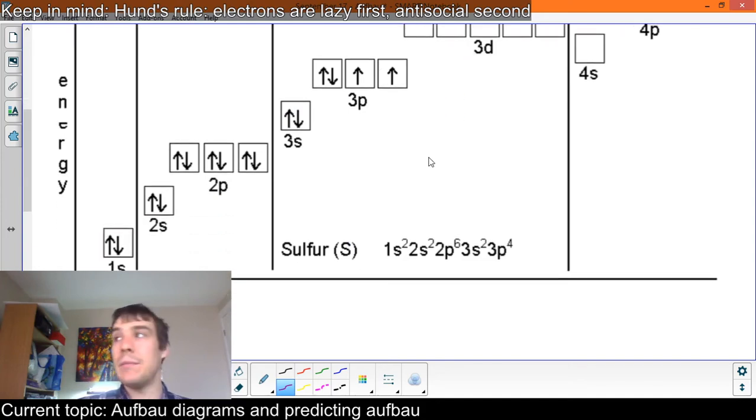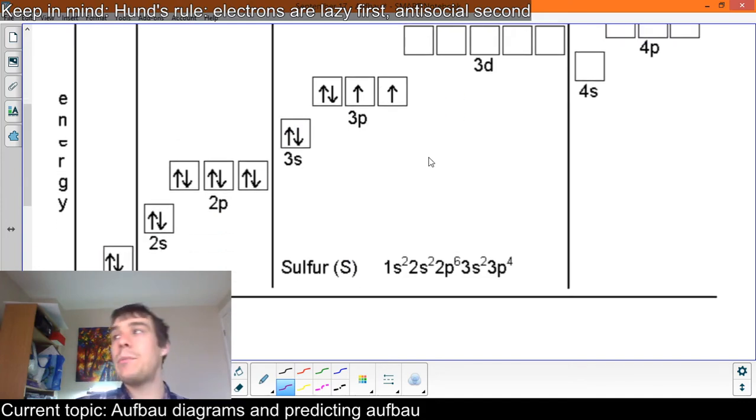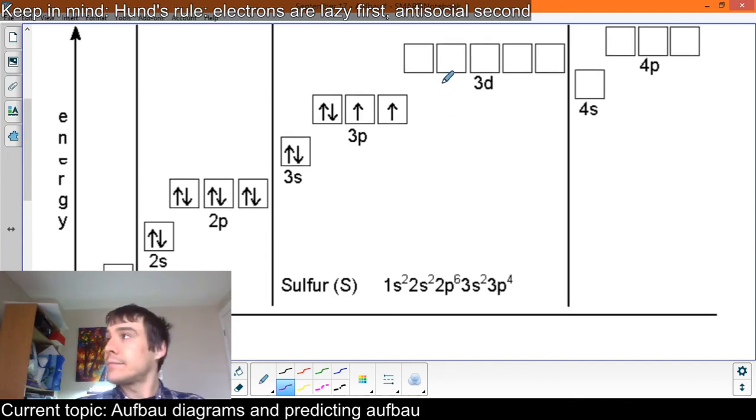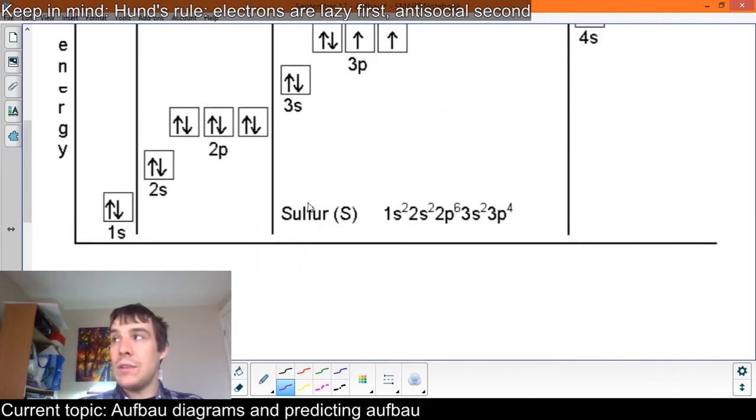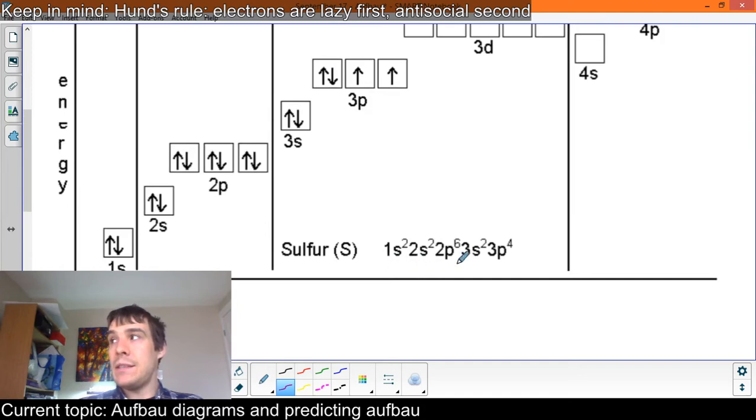They're called electron arrangements. Aufbau, by the way, is a German word that means filling up. So Aufbau diagram literally means filling up diagram. So that's that. And then you can use your table to figure them out. And this is the way to write out an electron configuration.